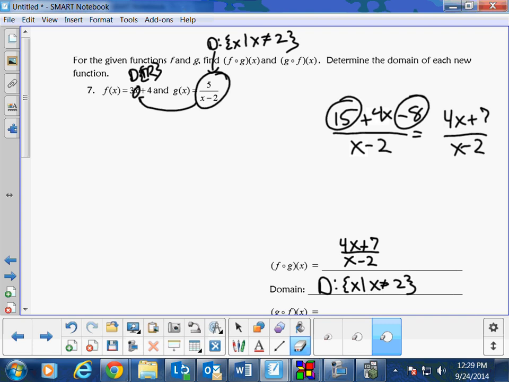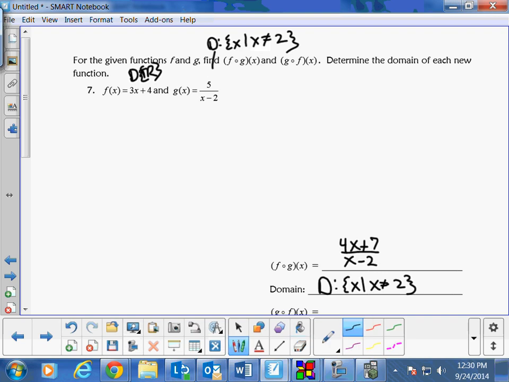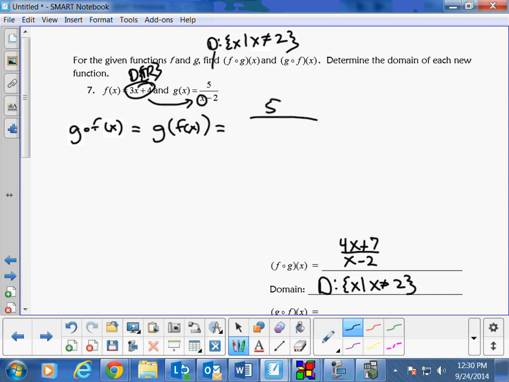Reverse. I'm going to go ahead and erase all this. Again, you try it. Make sure you know what you're doing before you move forward and do what I'm doing here, because that's how you get the maximum benefit of this. Now on this one, the g of f of x is really g of f of x, which means in this case I'm going to take this and put it right in here. It's going to look like this. 5 over 3x plus 4 minus 2.